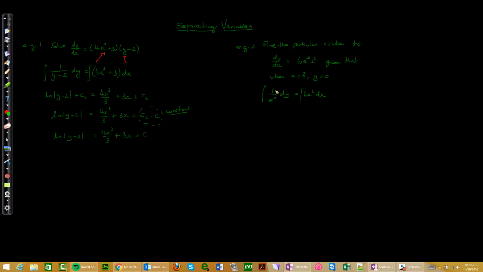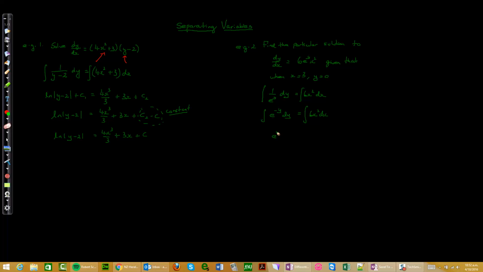Well, the integral of this, in fact I will just rewrite this as e to the power of negative y dy, and this right hand side I'll just wait to integrate that as well. Okay, so what is this going to equal? Well, you might recall that the integral of e to the power of y dy would just be itself. So e to the power of negative y, this doesn't look too good, let me just fix that up.